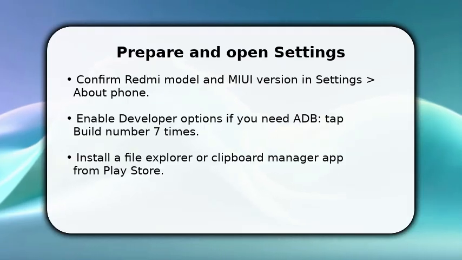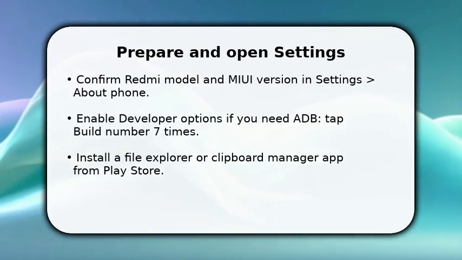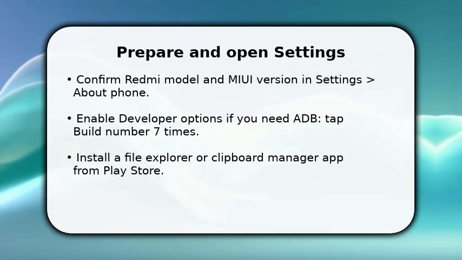You start by confirming your Redmi model and MIUI version. This matters because features vary. Next, open Settings and check Clipboard or additional settings right away.